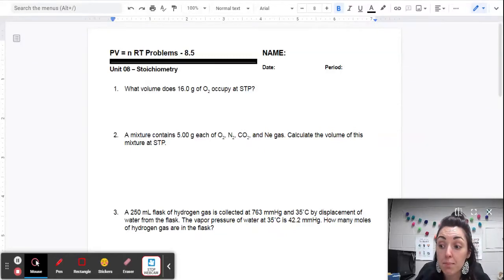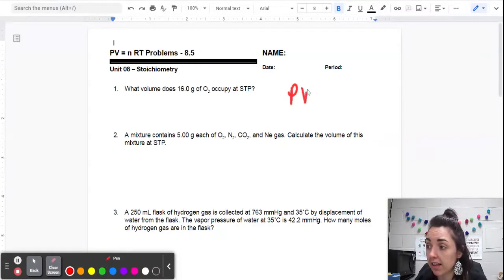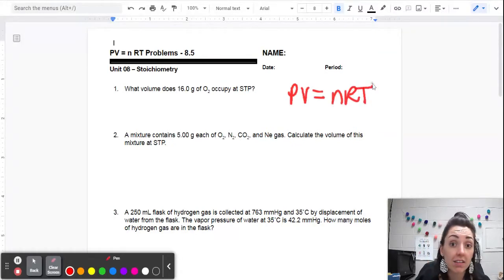All right, now let's talk about PV = nRT. PV equals nRT. This is the last piece to our stoichiometry puzzle. So really quick, what all that stands for. This is based, of course, off of our gas laws, Boyle's law, Gay-Lussac's law, Charles's law, Avogadro's law that we learned way back in Unit 2.